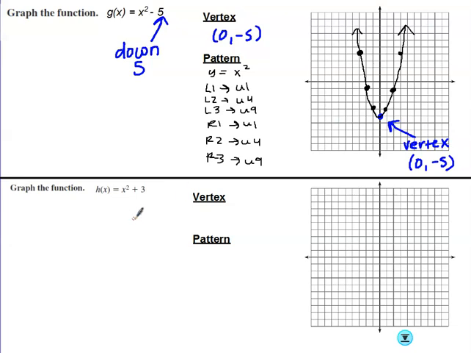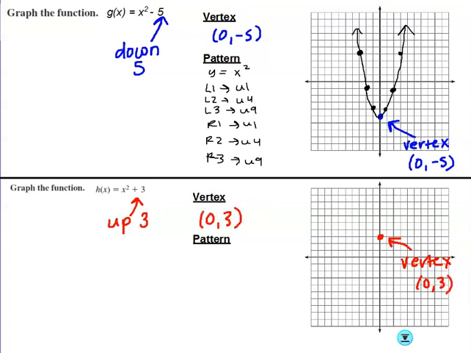So in my second one, I see a +3 out here. That +3 is going to move my vertex. It's going to move everything up 3. So I start at the origin. Normally we're at 0, 0, but we're adding 3. So my graph is going to be centered around a vertex of 0, 3. So my vertex has the coordinates 0, 3.